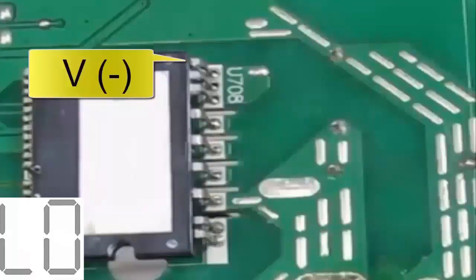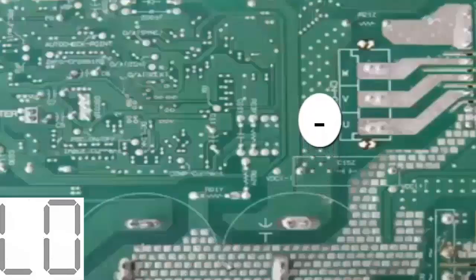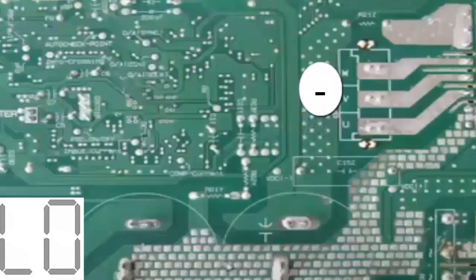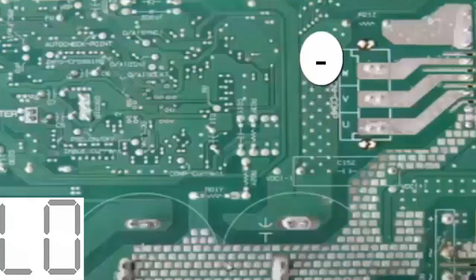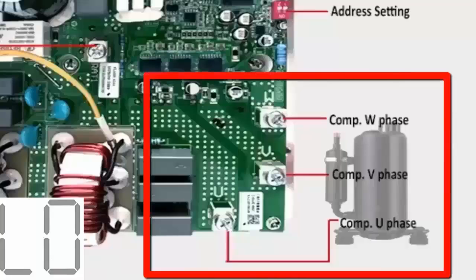5. Identify the output points U, V, W. These can be identified by following the tracks from the compressor connectors to the IPM electronic circuit. 6. Set the multimeter to the diode scale. 7. The IPM electronic circuit is internally composed of 6 IGBT transistors, each containing a diode that we will test. Let's start with the integrity test of the first 3 diodes.